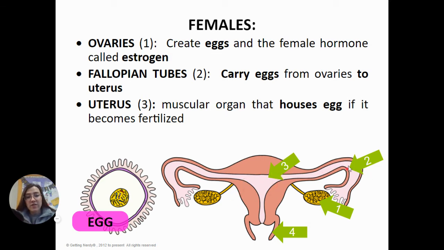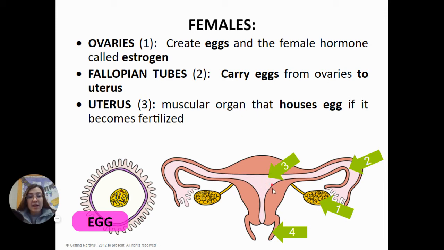So if the egg is fertilized over here in the tube, looking at my red pointer, if the egg is fertilized in here, it travels down to the middle part, which is what represents the uterus. This is where the baby would grow.